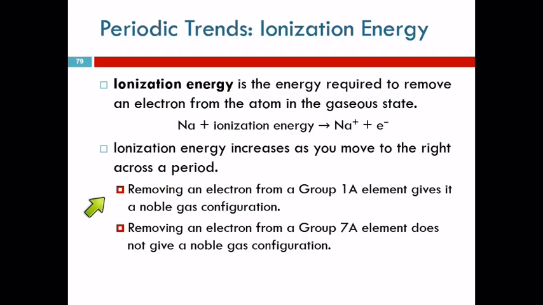Okay, what about a more scientific explanation? Because that wasn't very scientific. If we take an electron away from a group 1A element, that gives us a noble gas configuration. Is that a good thing? Yeah. They're all trying to get the noble gas configuration because that's a lower energy state. It's more stable. If we take an electron away from a group 7A element, that does not give it a noble gas configuration. That makes things worse for that atom.